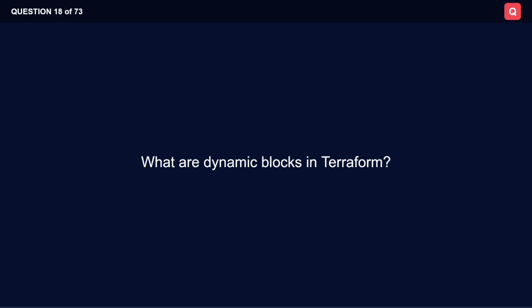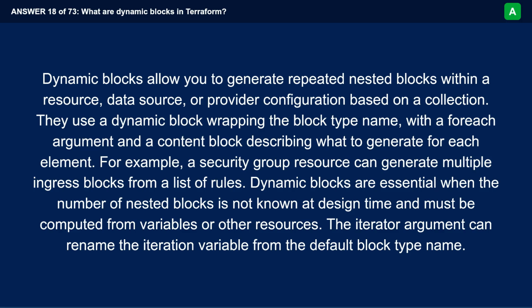What are dynamic blocks in Terraform? Dynamic blocks allow you to generate repeated nested blocks within a resource, data source, or provider configuration based on a collection. They use a dynamic block wrapping the block type name, with a for_each argument and a content block describing what to generate for each element.